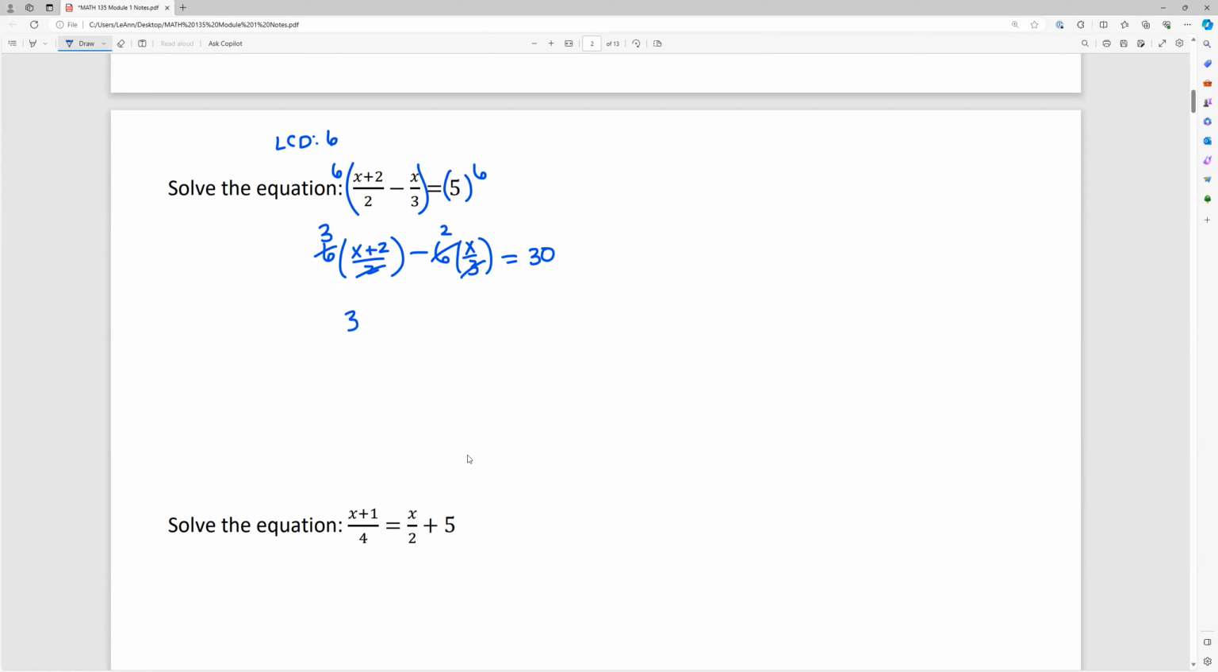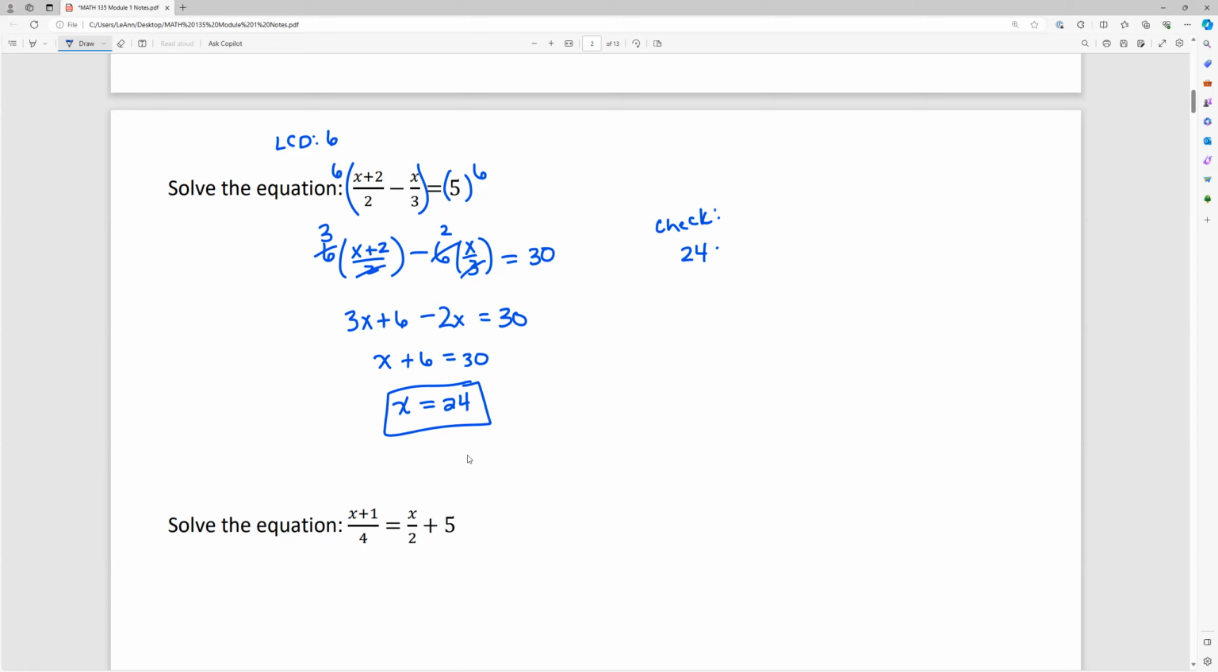So this is going to be 3x plus 6. And then this is a minus 2x because we have that minus sign we need to not forget about, equals 30. Okay. Combine the like terms on the left side. We're just going to get 1x plus 6 equals 30. Subtract over the 6, and we'll get 24. So we can double check to make sure this one works. So I'm going to do another one where I show a check.